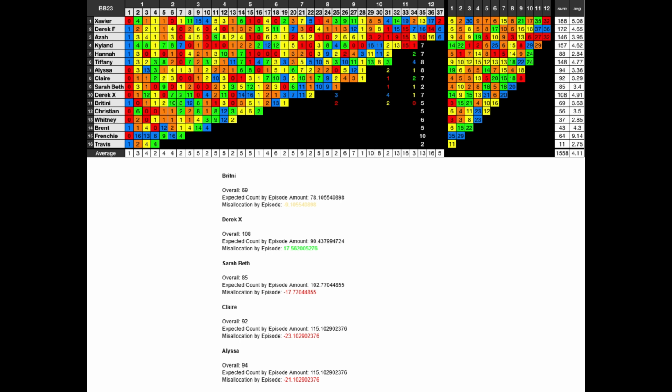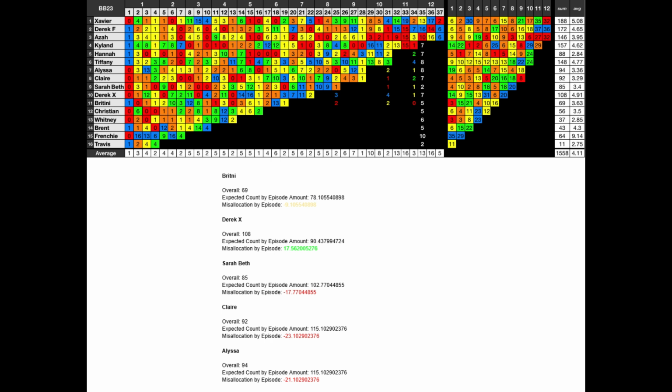We're going to the opposite end of the spectrum with the next few, as Sarah Beth has 85 diary rooms, and her expected count by episode amount is 102.77, leading for a negative 17.77 misallocation amount. Claire continues the trend as she has 92 diary rooms, and her expected count by episode amount is 115.1, causing for a negative 23.1 misallocation amount, and this is the hugest so far in the season.